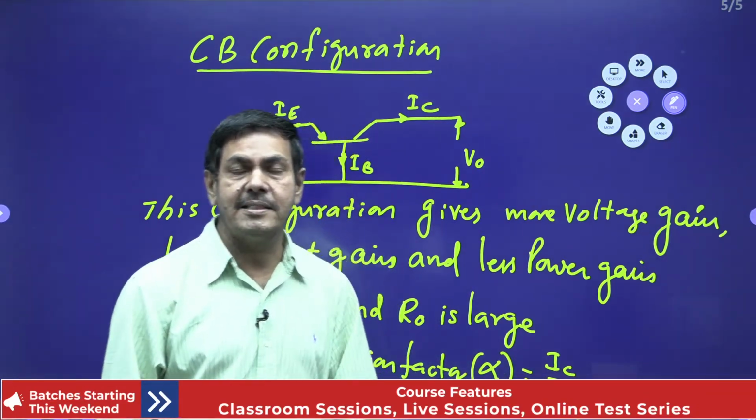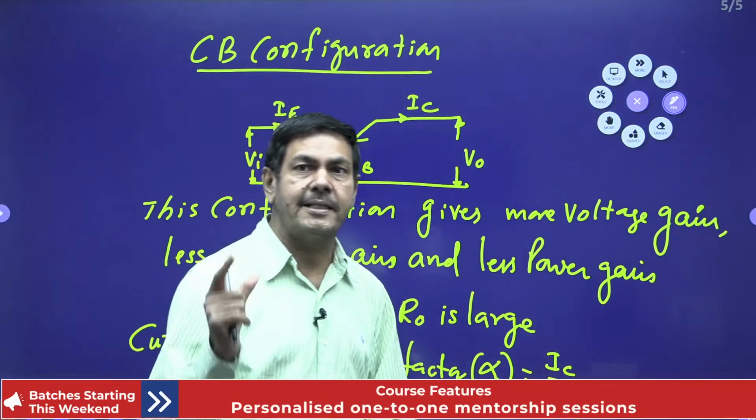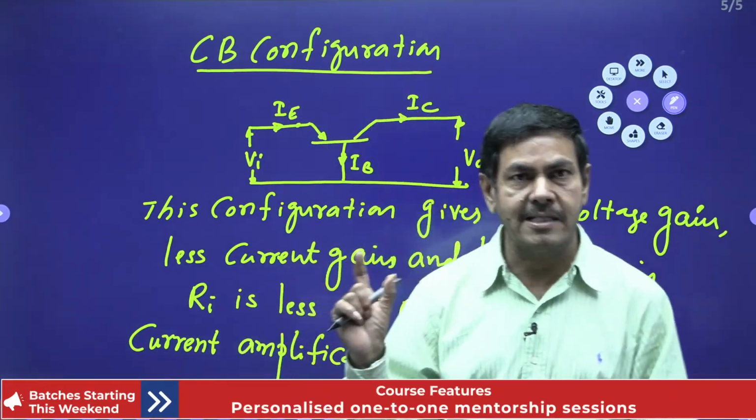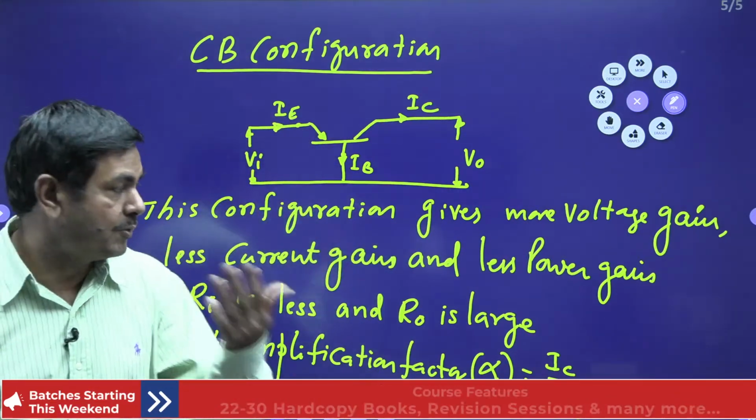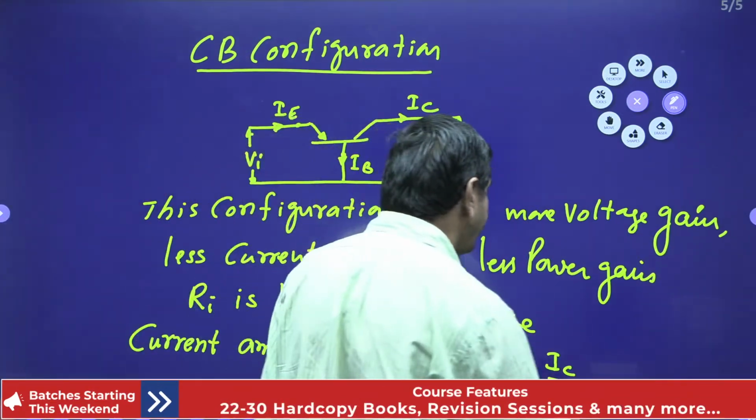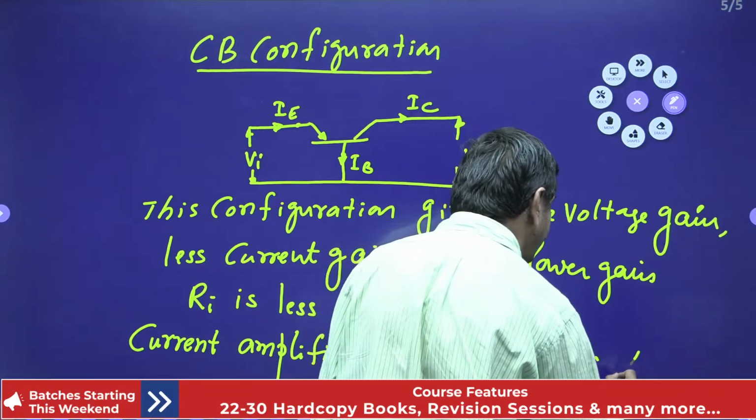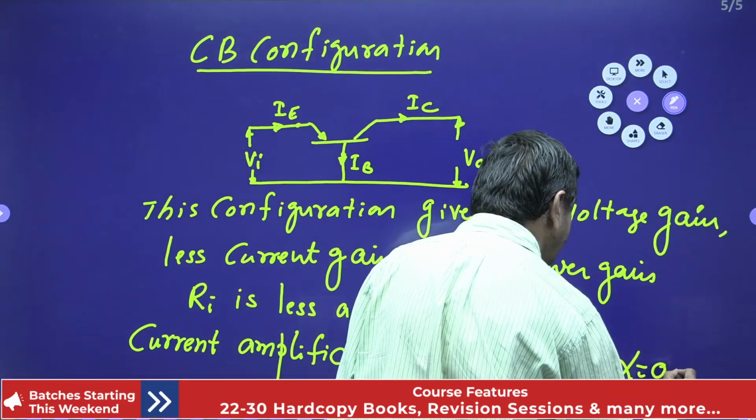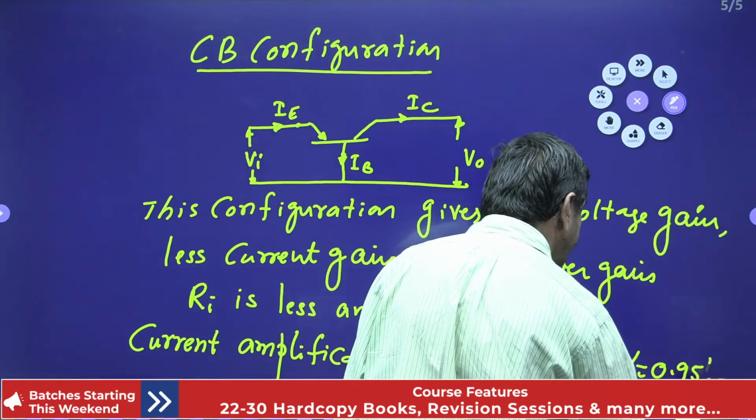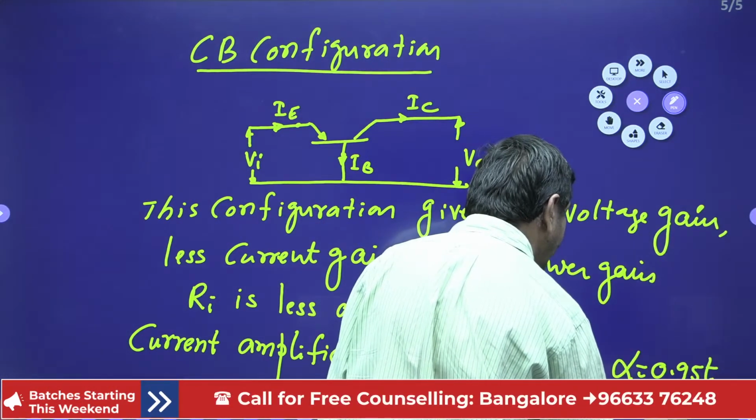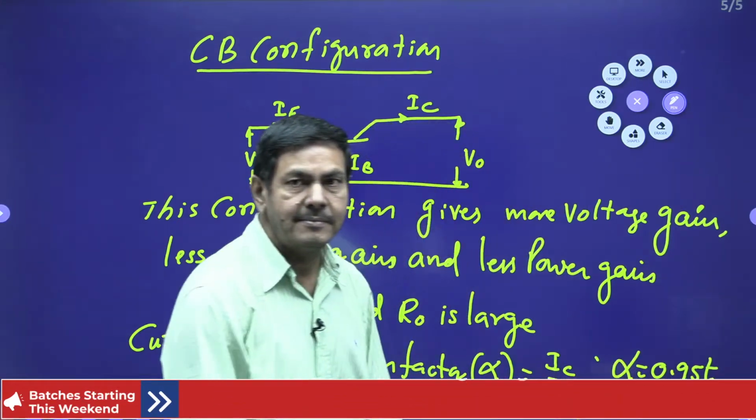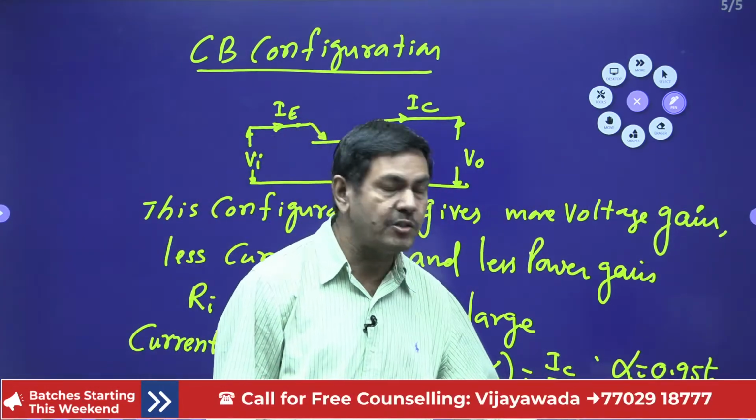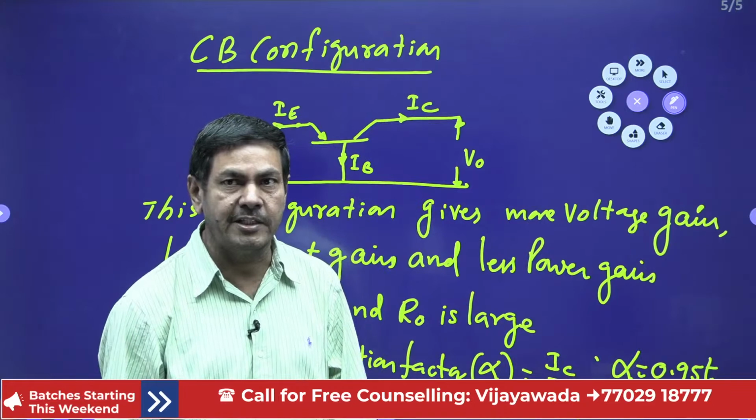Sir, what is the range of alpha maintained practically? Practically, some range is maintained for alpha only. What range is maintained? That is more important. The range of alpha maintained practically is 0.95 to 0.998. They will maintain only 0.95 to 0.998.